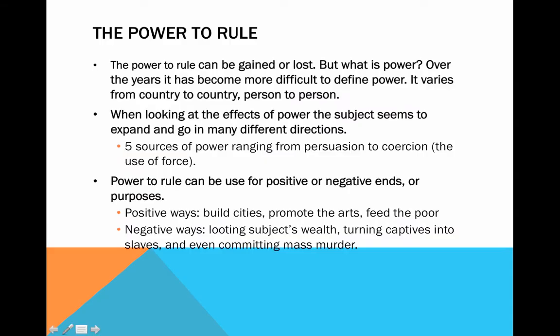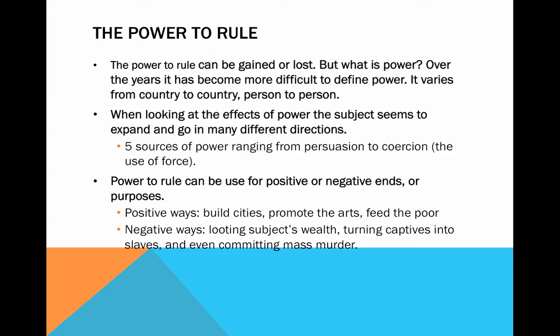Okay, so now we're going to talk about the power to rule, and the fact that the power to rule can be gained or lost, but we need to really define what power is. And over the years, it's become more difficult to define power. It's going to vary from country to country and person to person, okay? I might ask one of you, what's power? And you're like, somebody who holds control. All right, and that to you might be easy to define, but it's not to everybody.